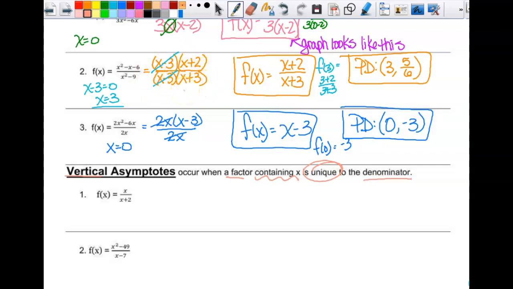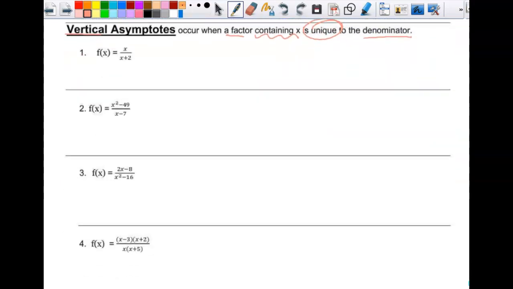So we can't just look at the denominator. You have to look for point discontinuity first. So let's look at number one. First of all, there's nothing to factor. There's nothing to reduce. So your vertical asymptotes are just the zeros of the denominator. So x plus 2 equals 0, so x equals negative 2. Your vertical asymptote is just x equals negative 2. That is an equation of a line. You always write it as an equation. Definitely know that because we've done those.